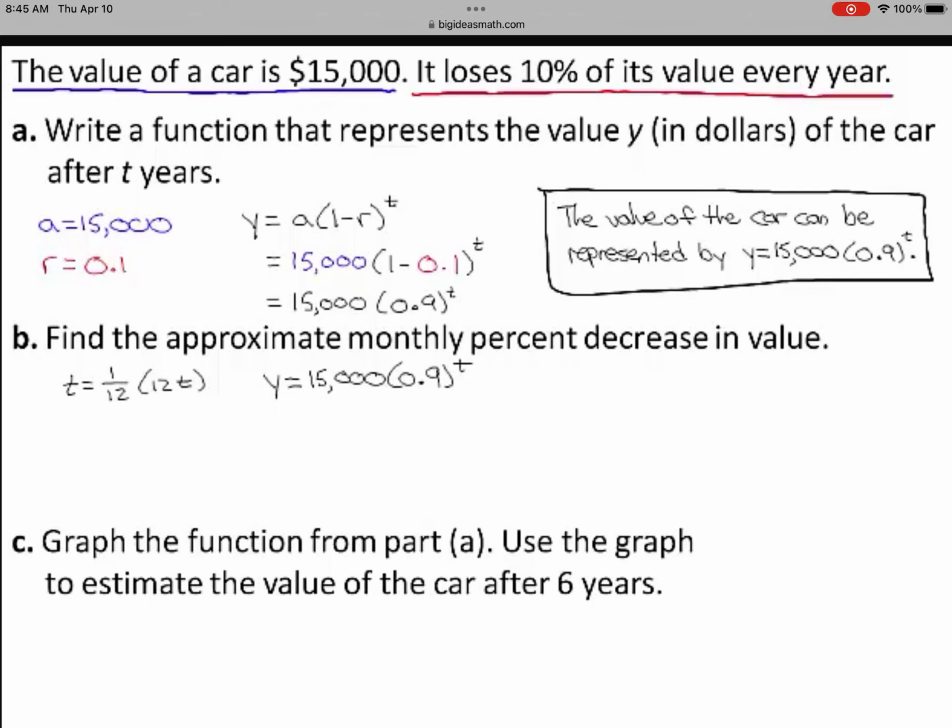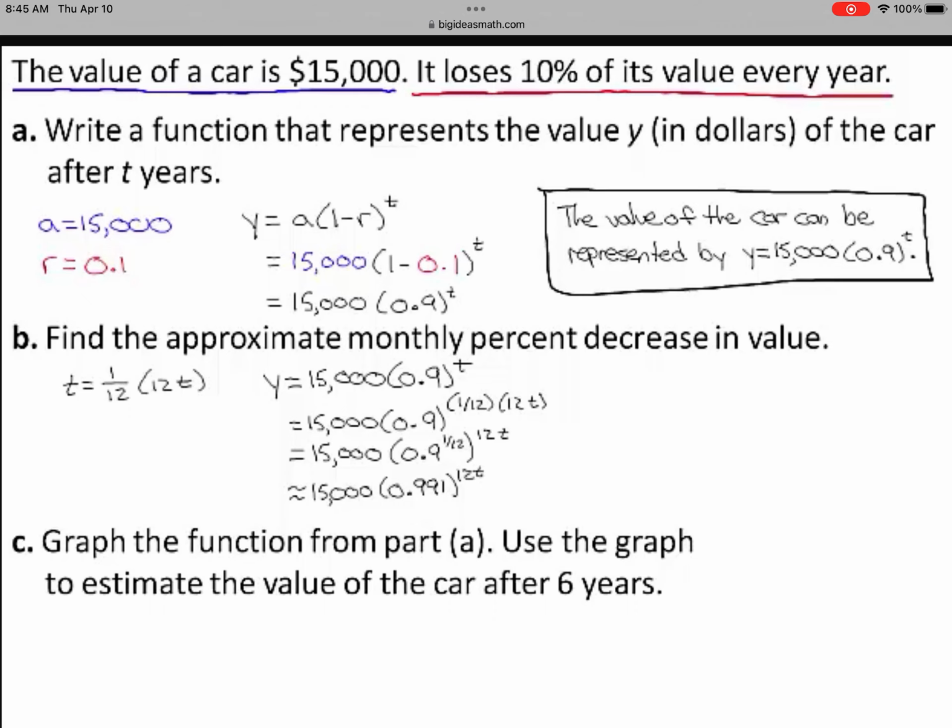First write the original function, y = 15,000(9/10)^t. Then substitute 1/12 times 12t for t to get y = 15,000(9/10)^((1/12)(12t)). Using the power of a power property, the equation can be rewritten as y = 15,000((9/10)^(1/12))^(12t), which simplifies to y ≈ 15,000(991/1000)^(12t).